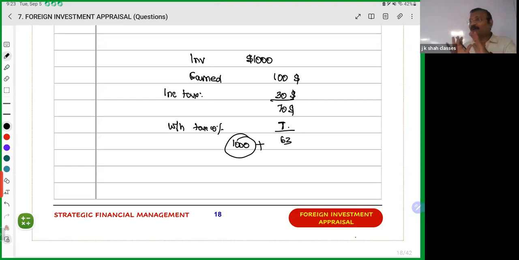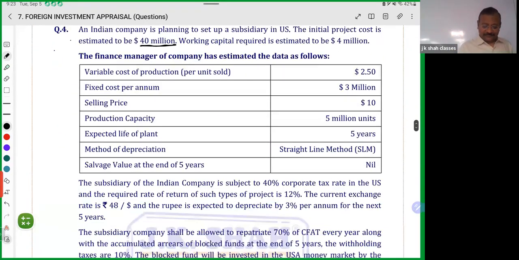Withholding tax is only on income, because the moment you put a tax on capital investment, no one would come to invest in your country, because they know they will invest 1,000 and they will get back only 900, right? And taxes are always on income, never on the capital you invested, right? So withholding tax is applicable whenever you try to remit the income out of the country. Okay?